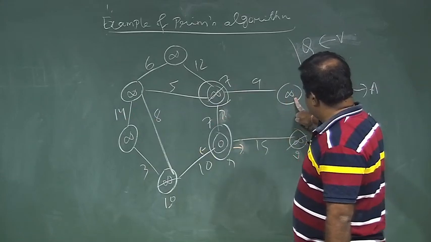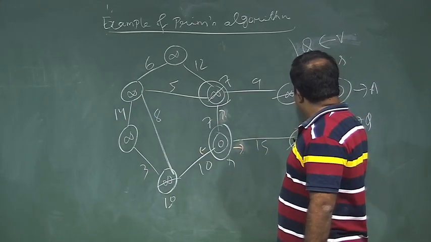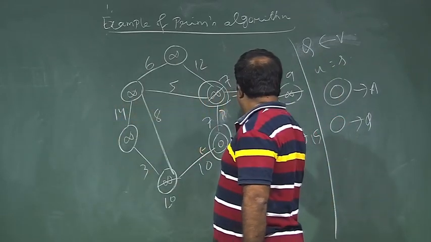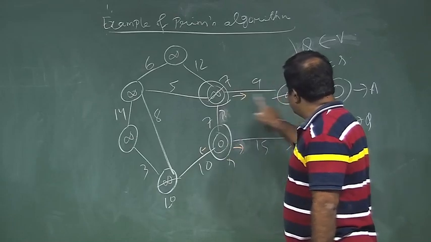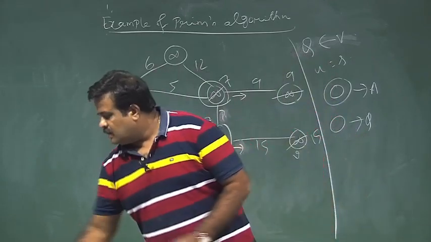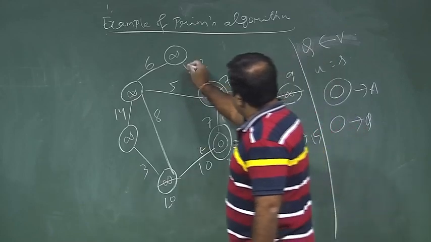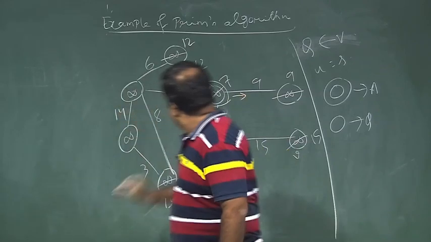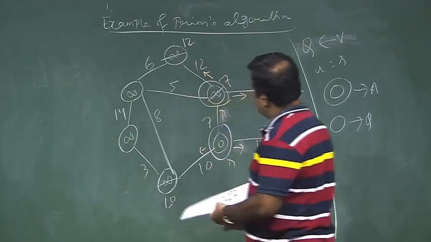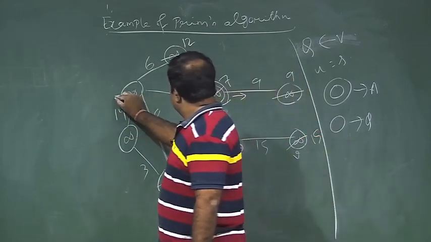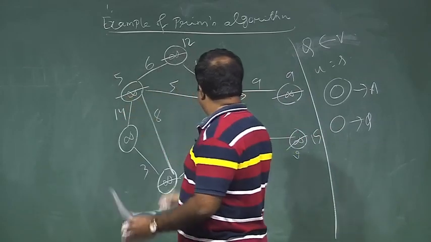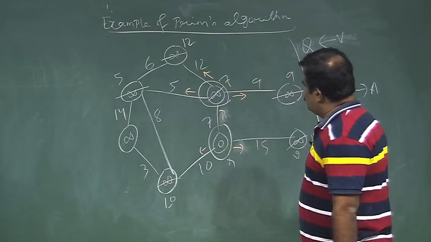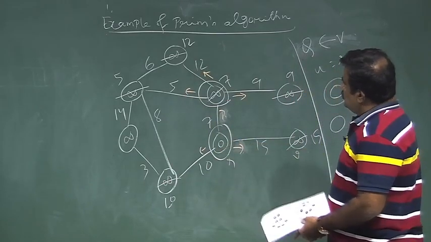So, now this is infinity. So, this will be now 9 and we put an arrow there because for this change this vertex is responsible. Okay. Now, this is another vertex, this is infinity, now this is 12 and we have to put an arrow for this. And also this is infinity, now this is 5 and we have to put an arrow for this. And this is already in Q. So, we do not need to do anything.